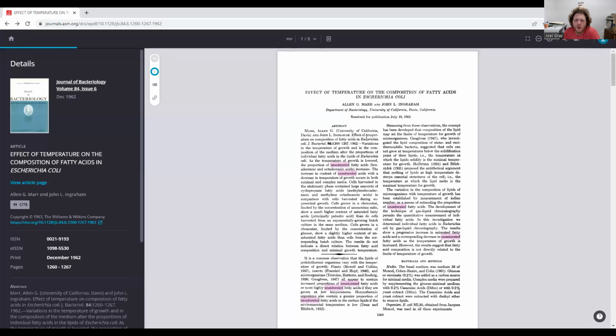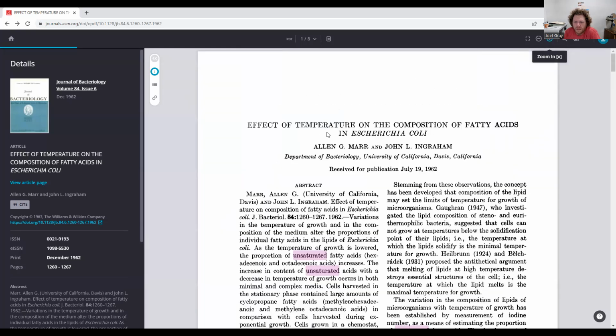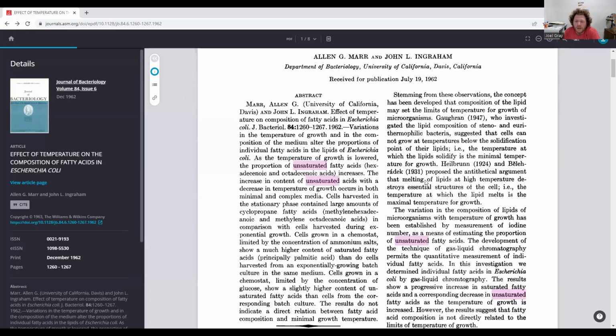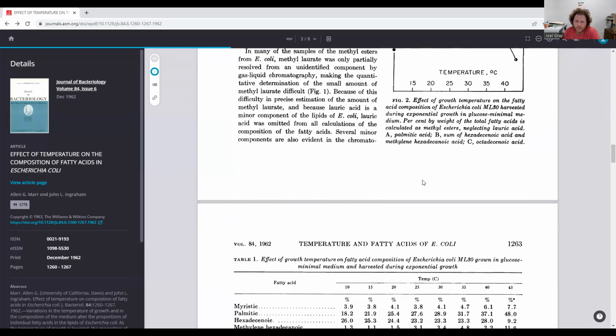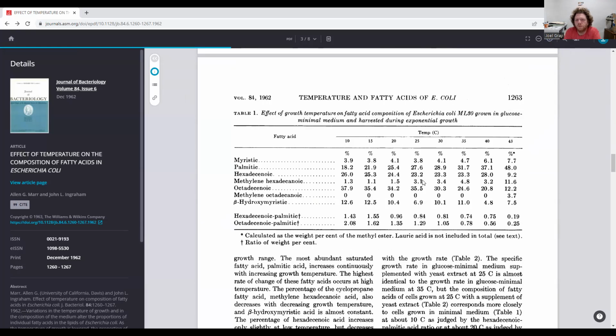Okay, so this paper was written in 1962, and it is titled The Effect of Temperature in the Composition of Fatty Acids in Escherichia coli. So a simple bacteria was grown. Basically, what the researchers did was, I'm going to scroll down to arguably the most important figure of this paper. They grew E. coli at 10, 15, 20, 25, 30, 35, and 43 degrees Celsius.